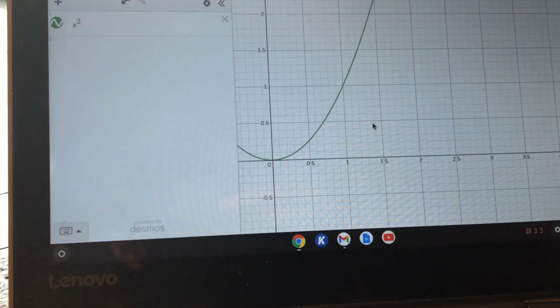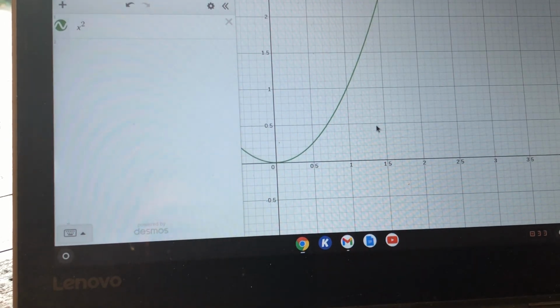So, hashtag Desmos here. I'm giving Desmos a lot of free publicity. I think a lot of people already know of them, so they're not going to send any advertising dollars this way.